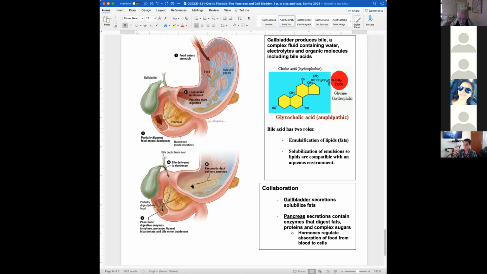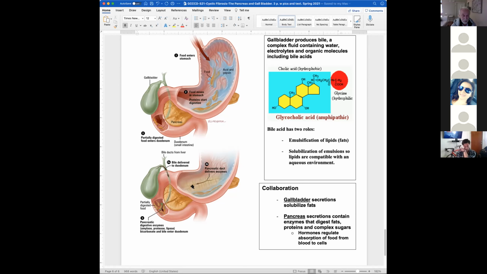Professor, yeah. What is the difference between secretion of the gallbladder and secretion of the stomach? Secretion of the gallbladder versus the stomach? Uh-huh.